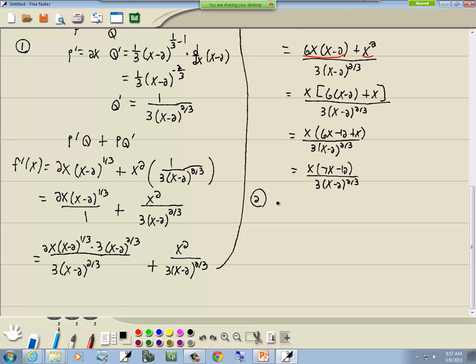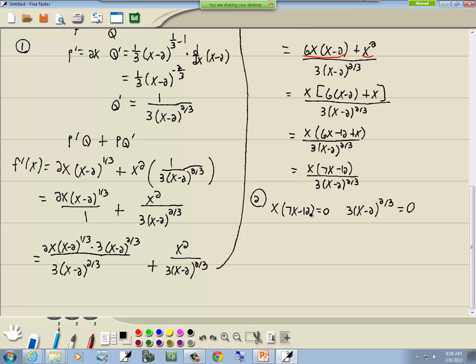Now step 2 says set it equal to 0 and solve it. Well, that's what we do. But when you have a fraction, you not only look where it's equal to 0, but you look where it's undefined. So we're going to set the top part equal to 0. So I'll set the x times 7x minus 12 equal to 0. And we'll set the denominator equal to 0. So 3 times x minus 2 to the 2/3 equal to 0.